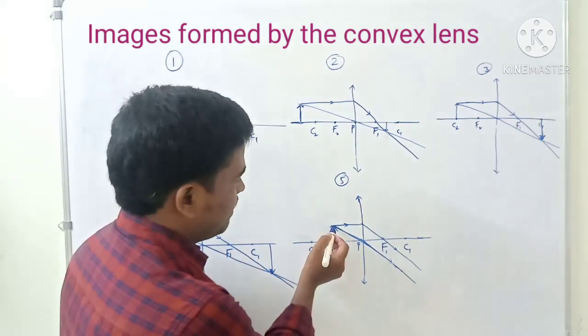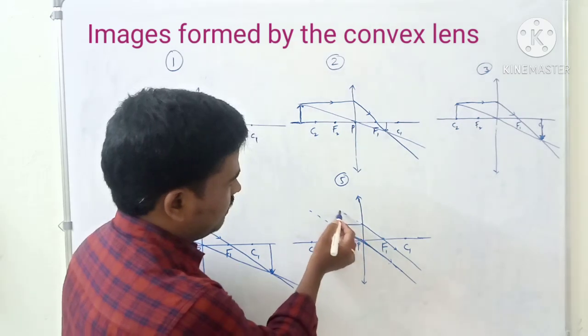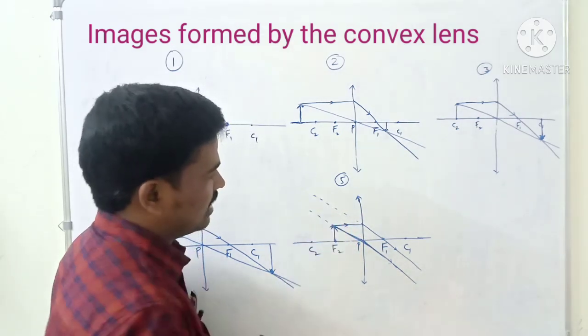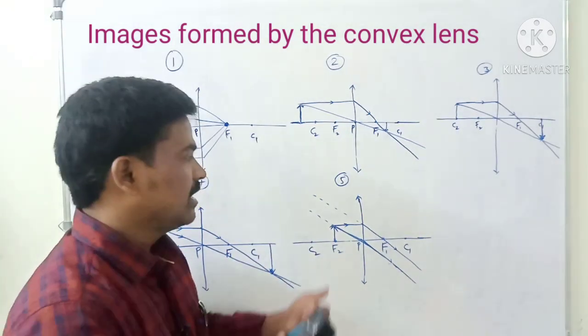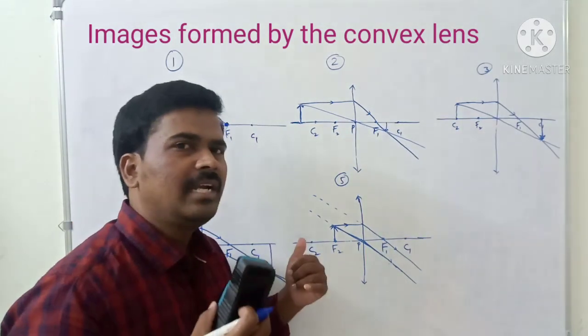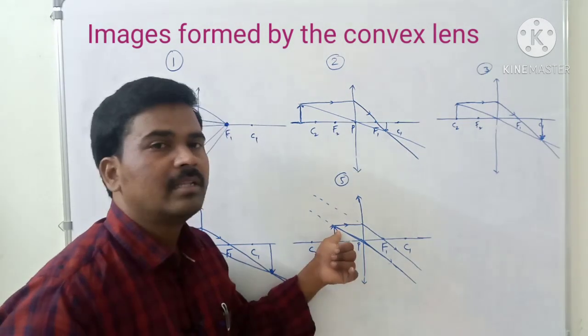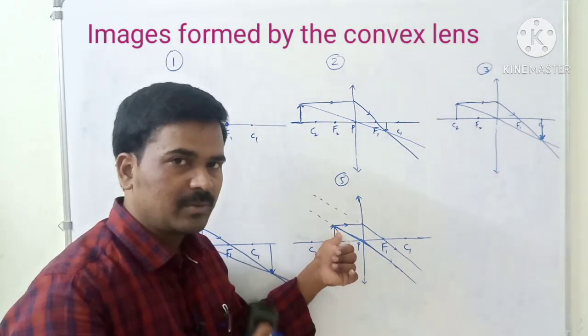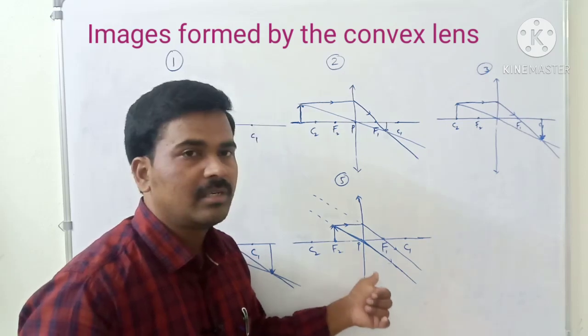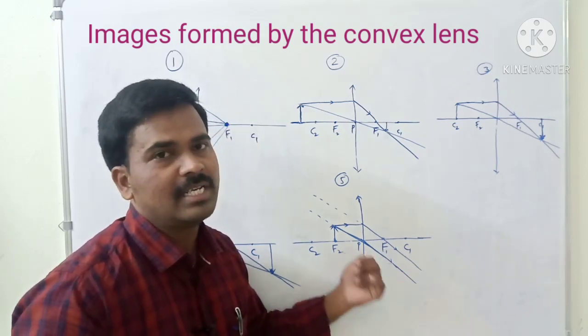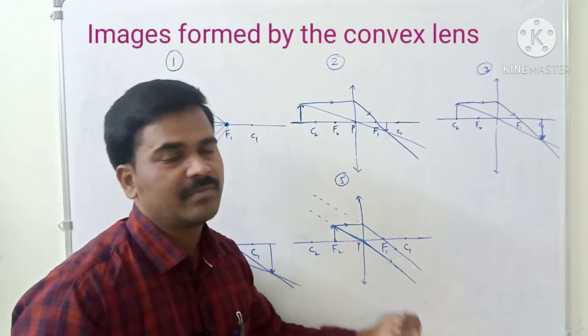If we draw backwards, it also shows that they are not going to intersect backward. If they intersected backward, we would get a virtual image, but they are not going to intersect backward or forward. So we are not going to get an image. We can't say where the image is, what its position is, or what its size is.